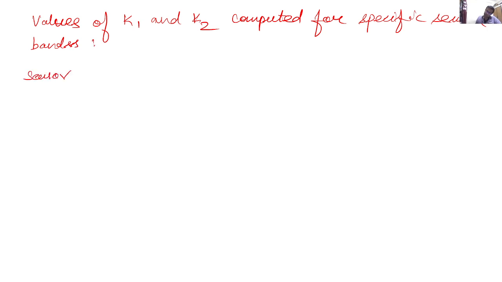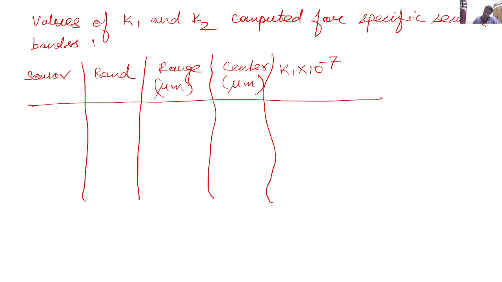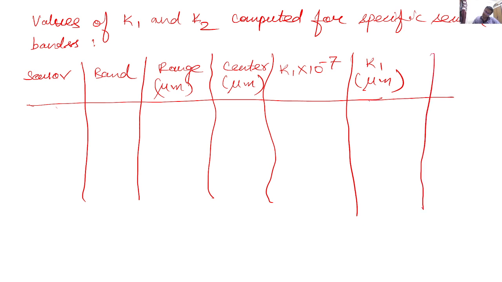So these are the sensor, the band, a range of wavelengths in micrometer in our case, and where it is centered, because that centered wavelength is also what we use. Then K1 multiplied by 10 to the power minus 7, that is what we will write it as. Then K1 in terms of micrometer, and K2 which is in kelvins.